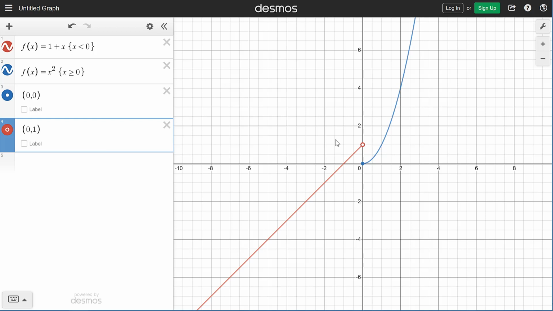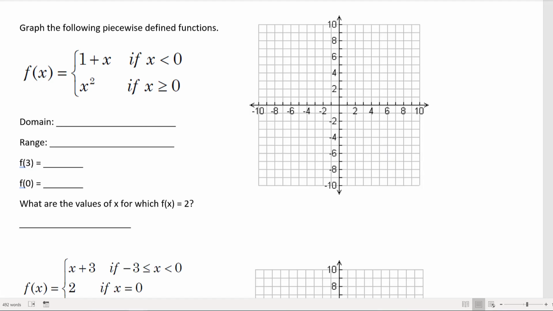So this is what my graph looks like. I have a quadratic coming up and a linear going to the left. And I'm going to go back to my picture and kind of sketch that for you. So we start here at 1 for my red function. And it goes down. And then from my blue function, I have a closed circle at 0, 0. And then it goes up.